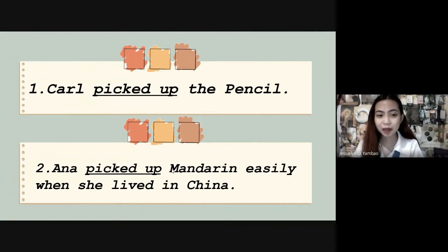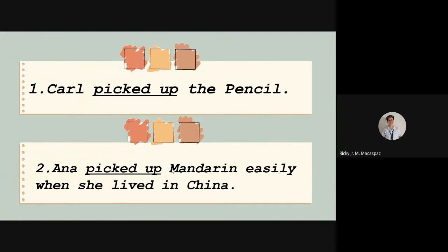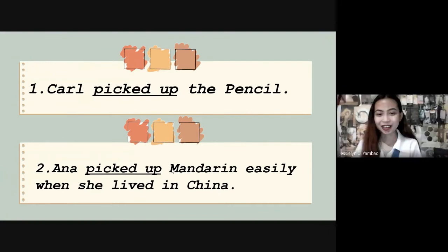In example number 2, Anna picked up Mandarin easily when she lived in China. This does not mean that Anna picked up the language because the language fell down. No, it's not like that. Instead, pick up here means she acquired or learned the language easily when she stayed or lived in China. Do we follow? Yes, ma'am. Okay, thank you.